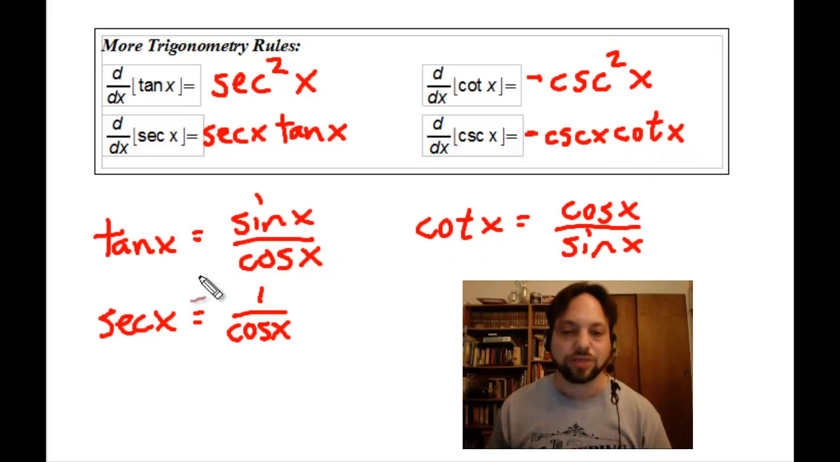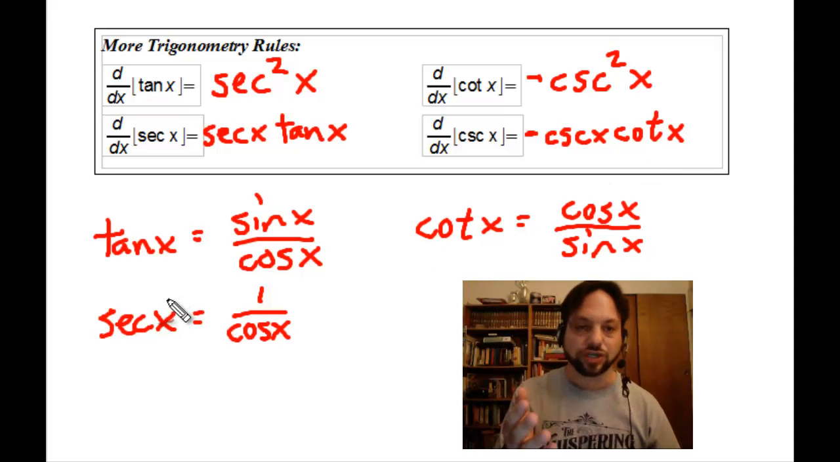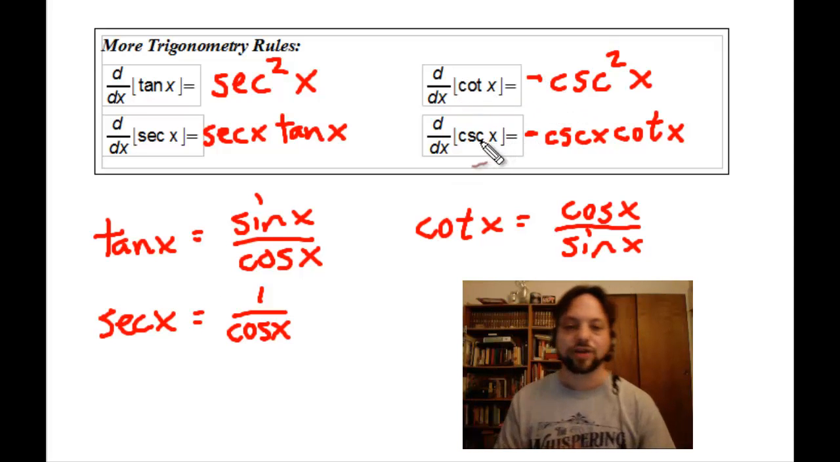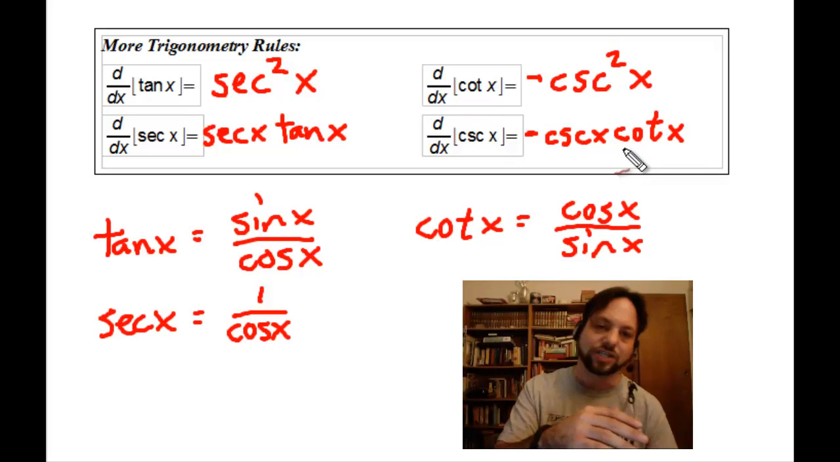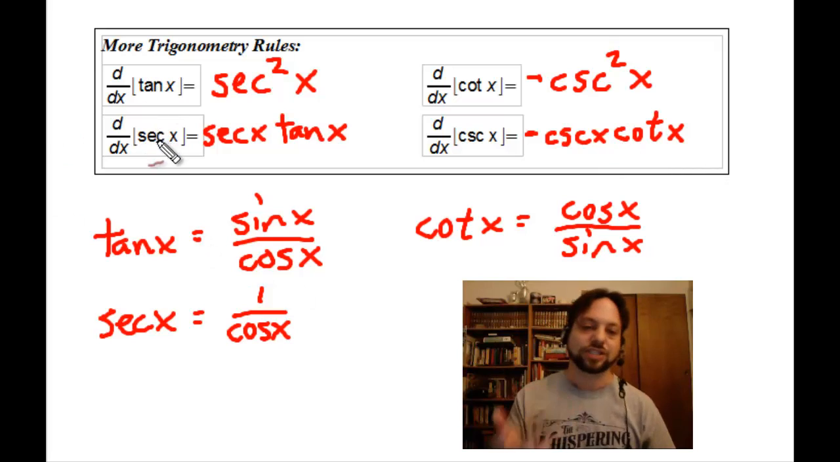Few observations that you might want to make. Notice that all the cofunctions are friends with each other. The derivative of cotangent is a negative cosecant squared. The derivative of cosecant has cosecant and cotangent in it. So they're all friends. Same with tangent and secant.